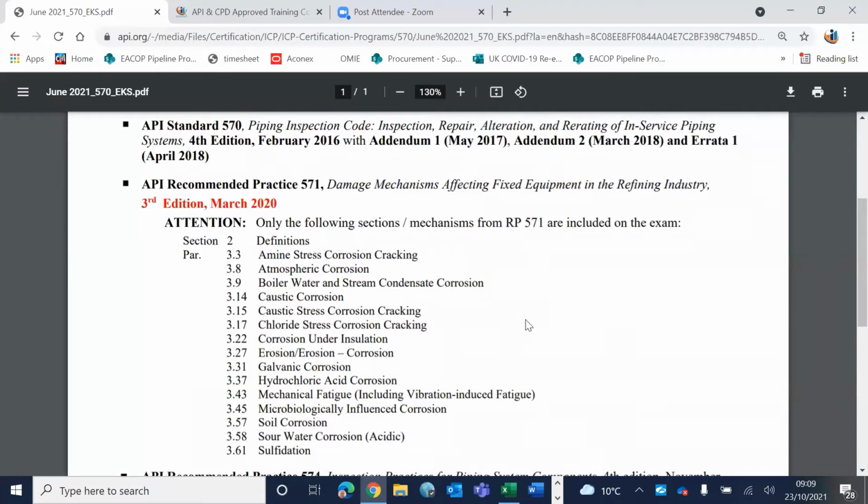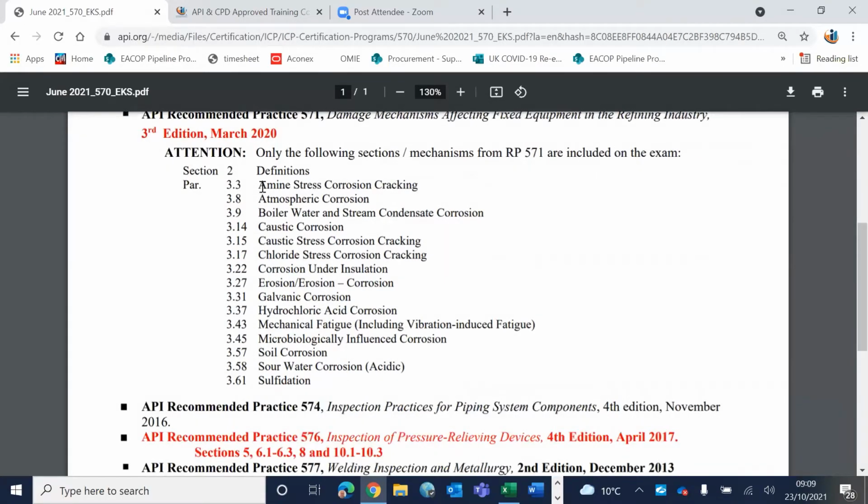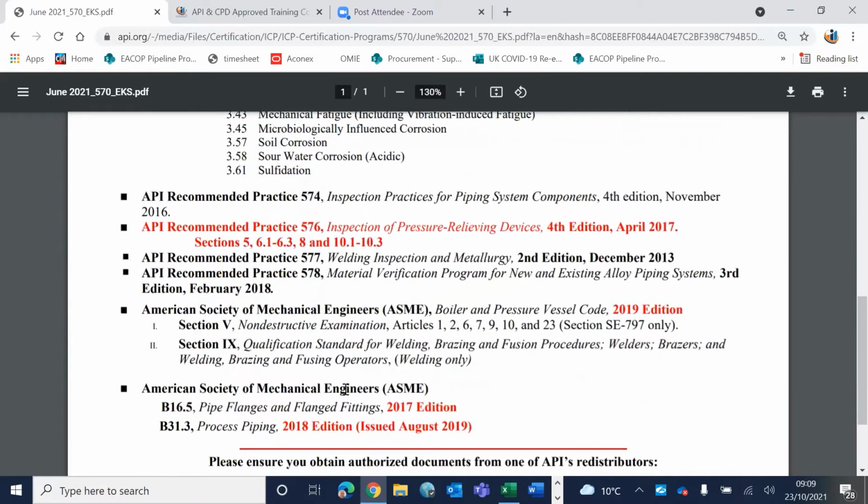571 is the damage mechanism, and there is a list of damages. You don't need to study the whole document. This tells you which sections you need to study, okay? 576, as you can see, is red here. So it's pressure relieving devices. And it also tells you which sections you need to study here, 5, 6, and 10, okay? So they're very particular about what you have to study. You don't need, again, to study the whole document.